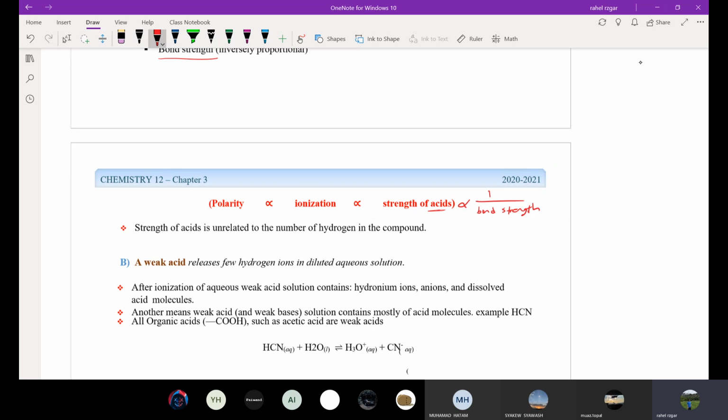The stronger the bond, the more difficult to break the bond, so it will not ionize, so it will not become a strong acid.